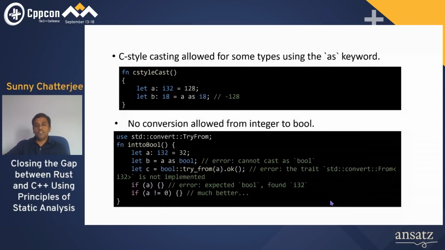Similarly, you can't use this as a Boolean expression. You have to convert that a, which is an integer, with a not equals 0 check, to convert the integer expression to a Boolean before you can use that in an if conditional block.